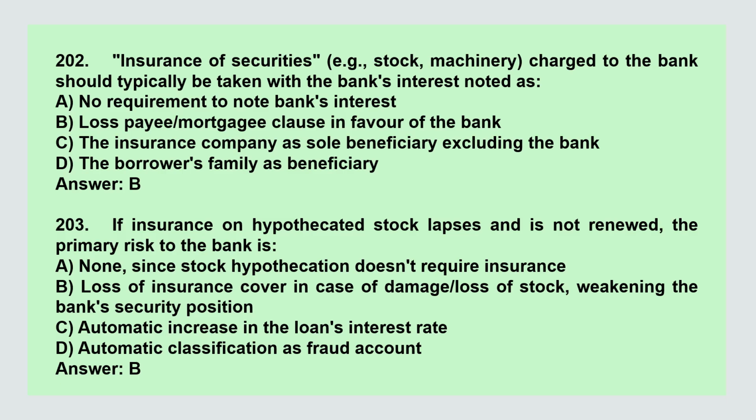Insurance of securities charged to banks should typically be taken with the bank's interest noted as answer B, loss payee or mortgagee clause in favor of the bank. If insurance on hypothecated stock lapses and is not renewed, the primary risk to the bank is answer B, loss of insurance cover in case of damage or loss of stock, weakening the bank's security position.